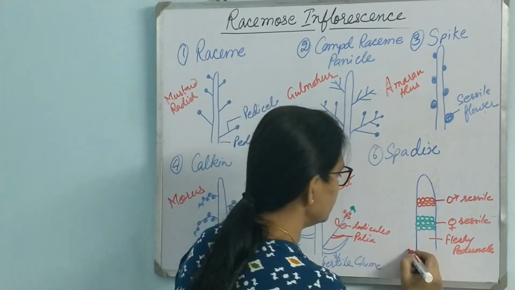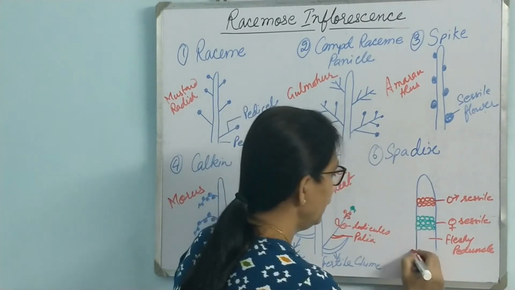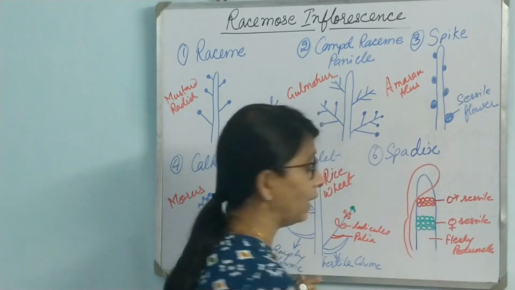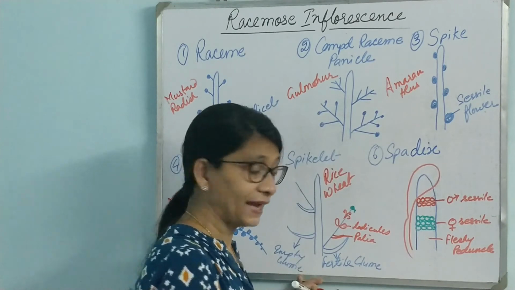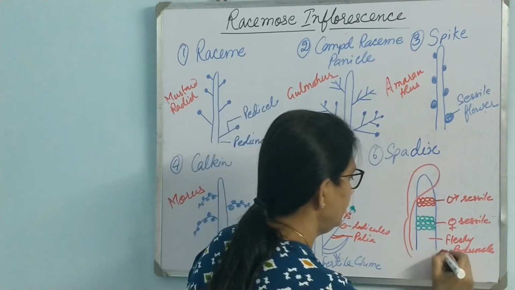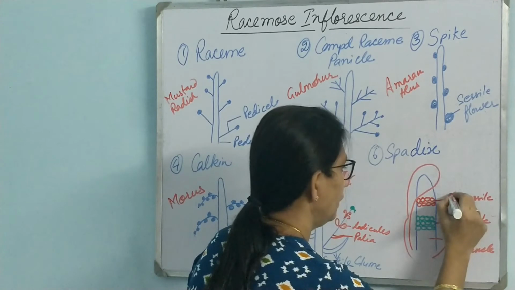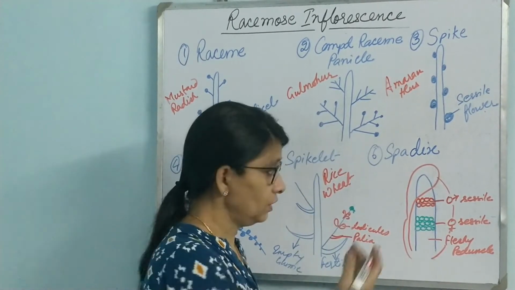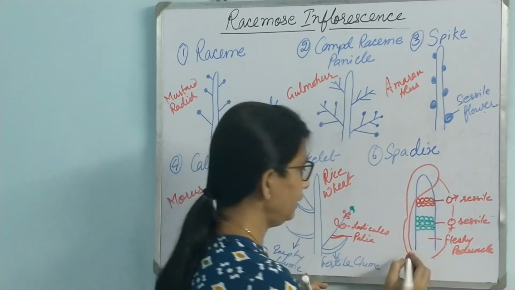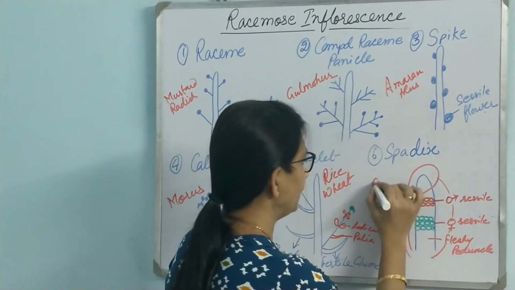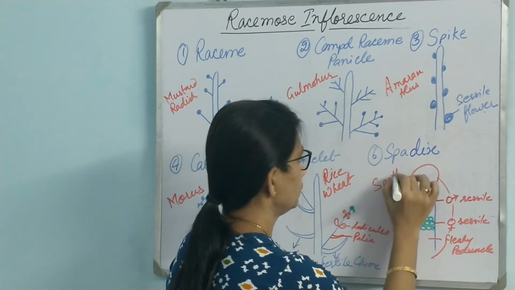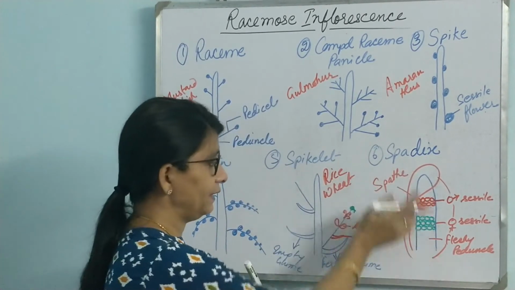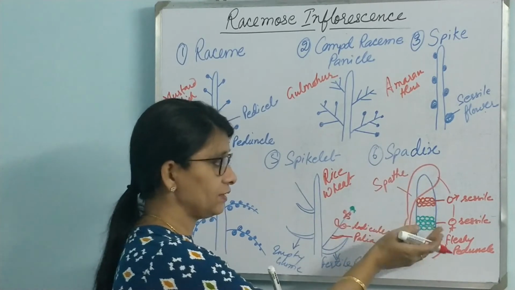Then what happens? The entire structure is covered by a colorful bract, since the flowers are sessile and internal, so it needs something to attract the insect. So here the bract has become very colorful. This is known as spathe. Colorful bract which is known as spathe.